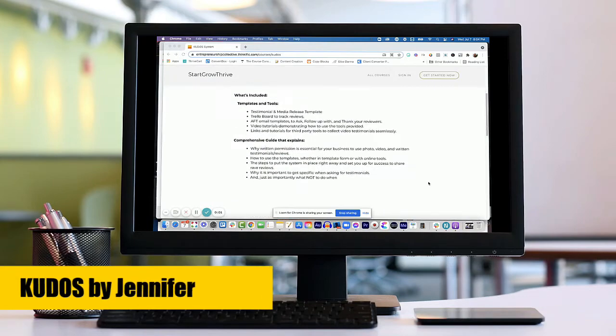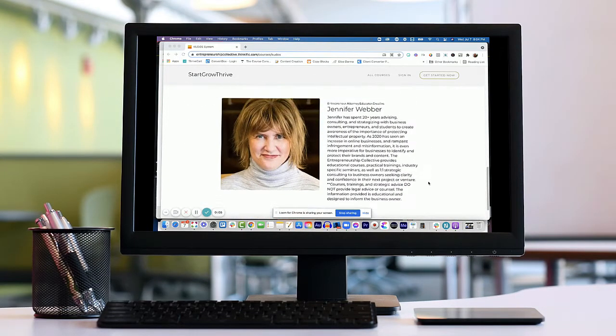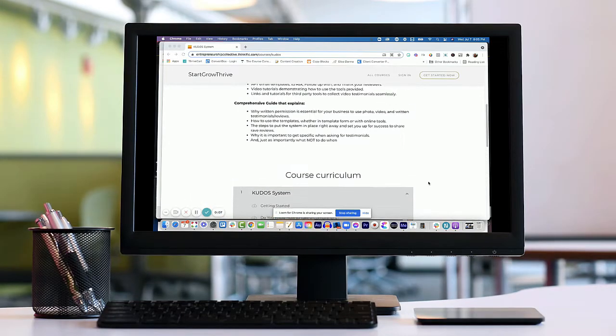Next up, we have Jennifer's Kudos System. Jennifer's Kudos System is a culmination of templates, tools, and process to get your course, program, or service rave reviews on record. Okay, so we had 3 incredible students show you the power of creating products and services through the online course that I actually launched called the Thinkific Genius Lab.